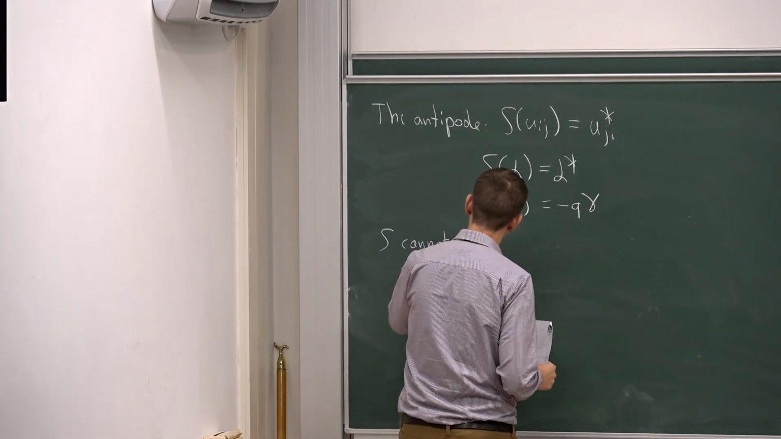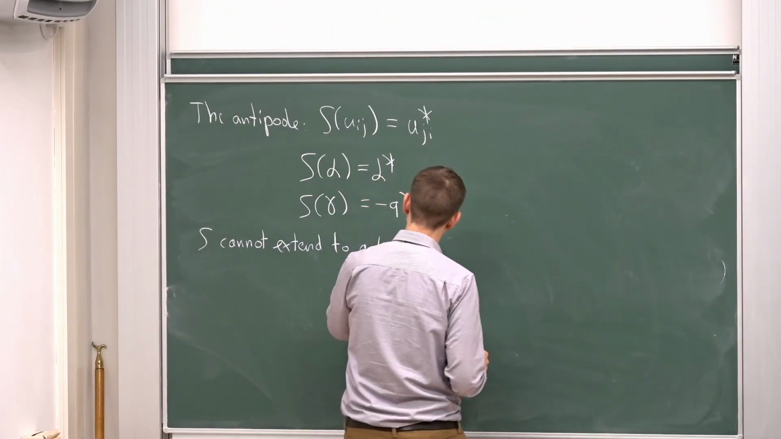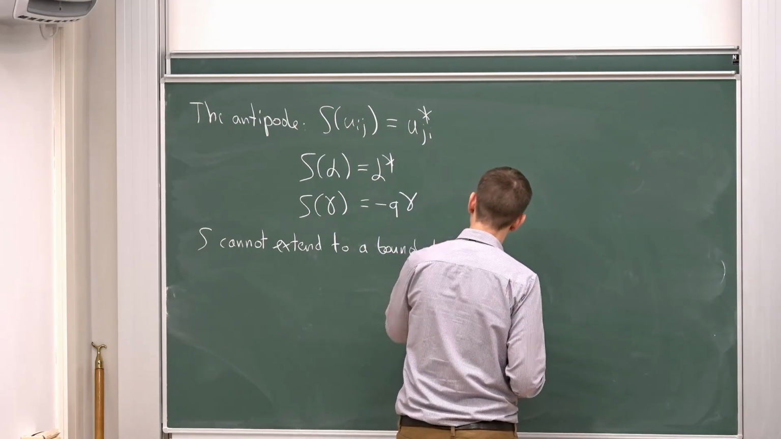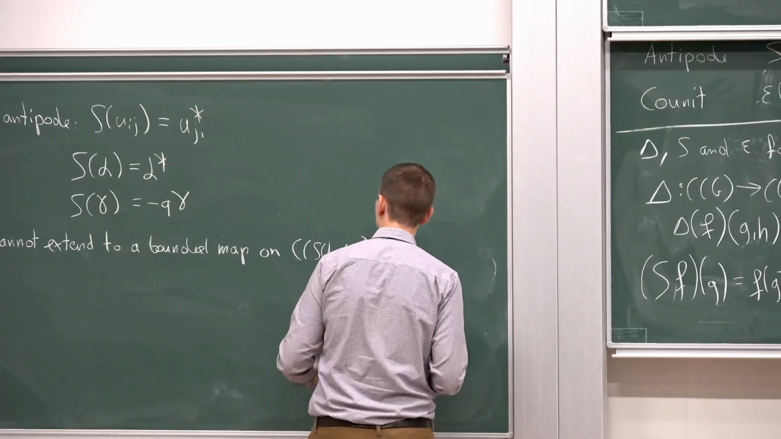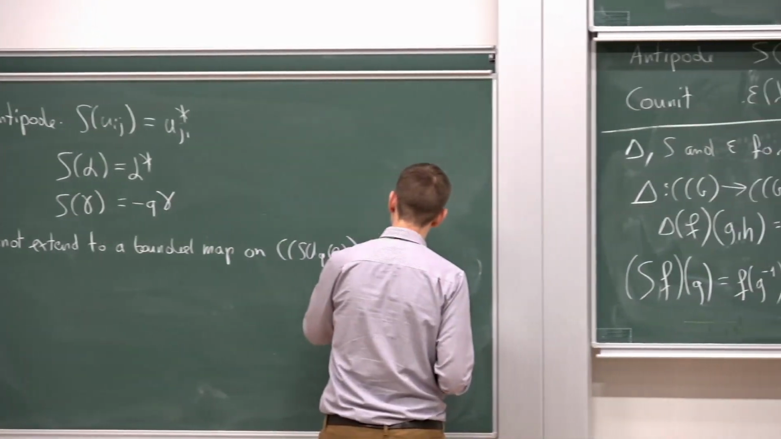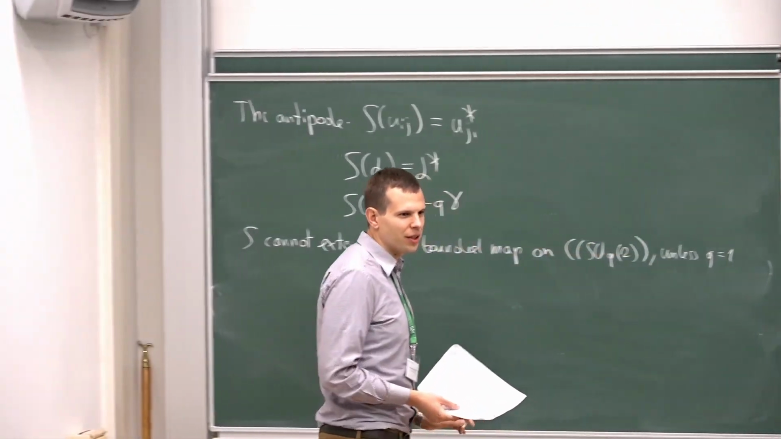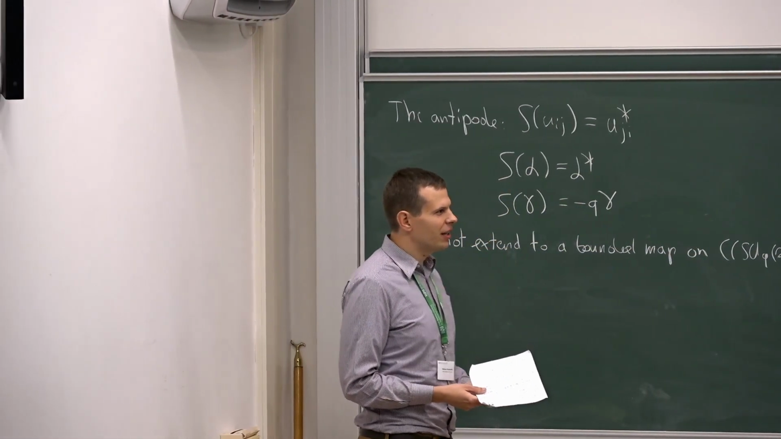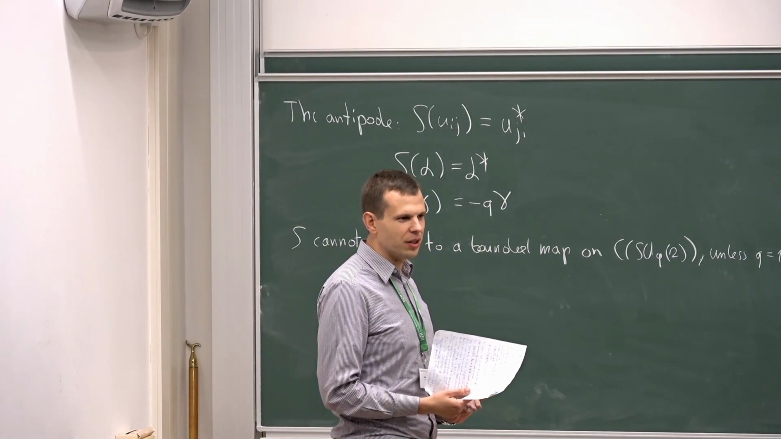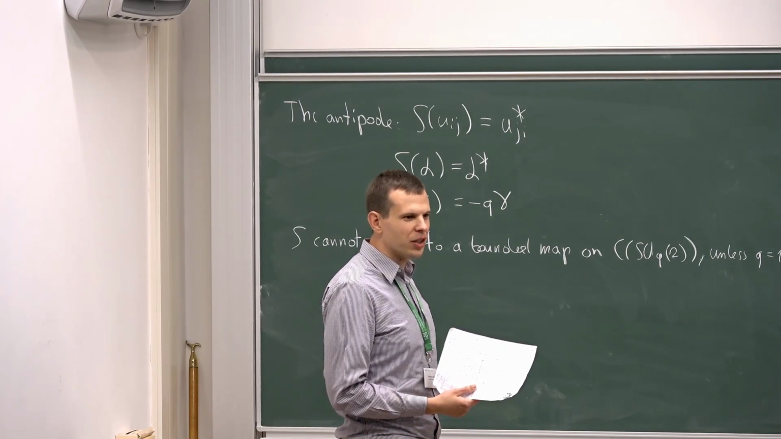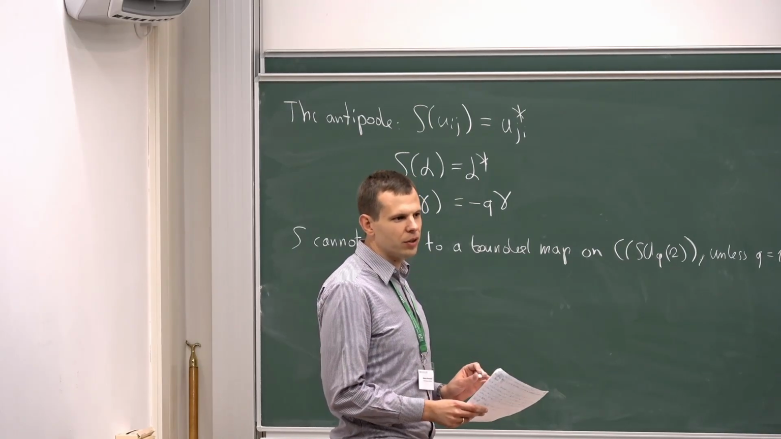S cannot extend to a bounded map on the C-star algebra of SU_q(2). I mean, unless q is 1 or something, which is the classical case. Yeah, this is maybe something that I should have said. If q is 1, you recover the classical SU(2) group, so then things work nicely. But as soon as q is strictly between -1 and 1, things somehow start diverging.